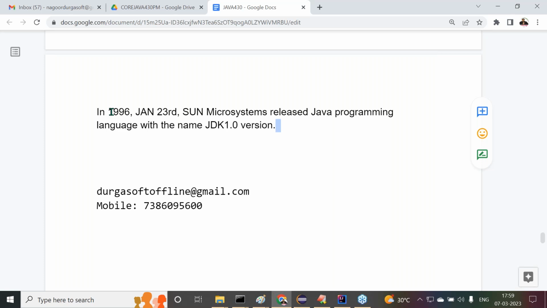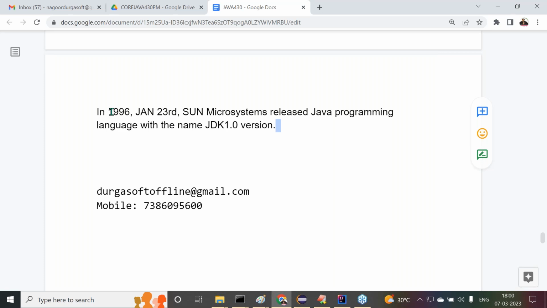Understand one more point. Sun Microsystems maintained Java up to the 1.6 version. At the moment they wanted to release 1.7, Sun Microsystems was handed over to Oracle Corporation. Oracle Corporation took over Sun Microsystems, and afterwards the Java maintenance was with Oracle Corporation. To date, Oracle Corporation is providing a number of releases on Java.